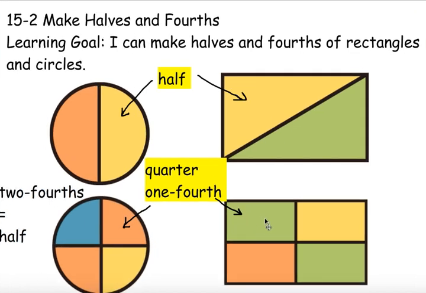Does that work with the rectangle? Let's take a look. If I am cutting down the 4 pieces, 2 green parts, 1 yellow part, 1 orange part, and reorganizing it and putting it back into a rectangle, I notice that the 2 green parts can make half of the rectangle. So 2/4 of a rectangle is also half of the rectangle. Does that make sense to you?